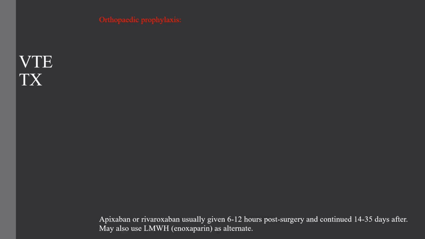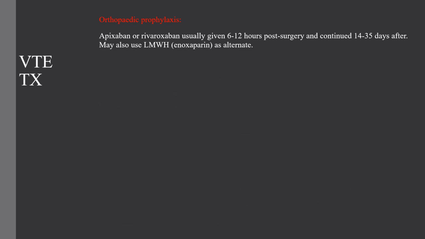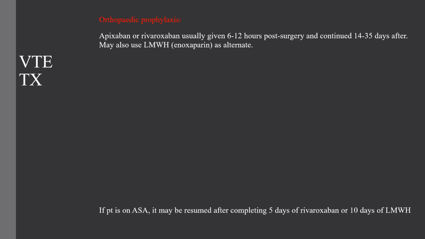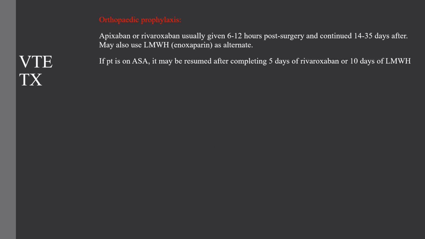Okay, so this is going to go over basically the prophylaxis. So this is orthopedic, so that's going to be something like your knee surgeries. You're going to use apixaban or rivaroxaban, usually given 6 to 12 hours post-surgery and continued 14 to 35 days after. You can also use a low molecular weight heparin, like enoxaparin, as an alternate. And if the patient is on an aspirin, it can be resumed after 5 days of the rivaroxaban or 10 days after a low molecular weight heparin. That's just to decrease the increased risk of bleeding, because if you add on the aspirin, you increase that risk.